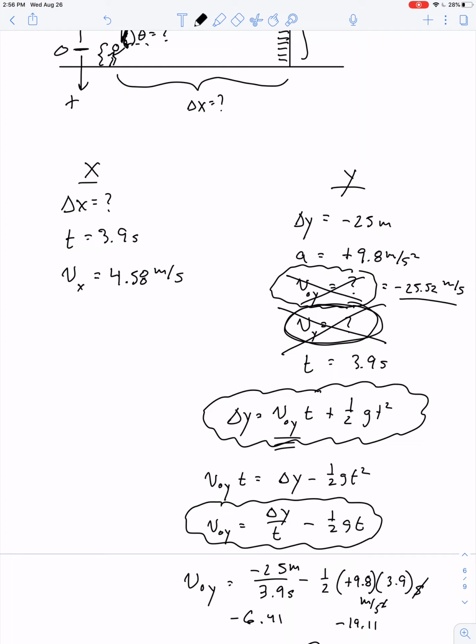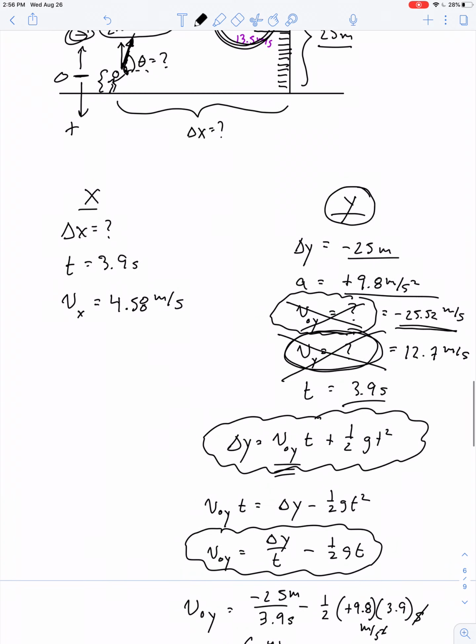So now we've really figured out everything, right? We've got a total list of all of the quantities for the vertical components to the motion, a displacement of 25 meters upward, an acceleration of 9.8 meters per second downward, an initial speed vertically of 25.52 meters per second upward, and a final vertical speed of 12.7 meters per second downward and a time of 3.9 seconds.